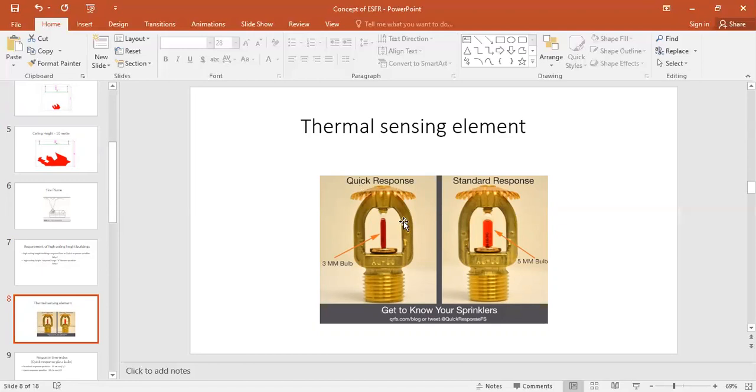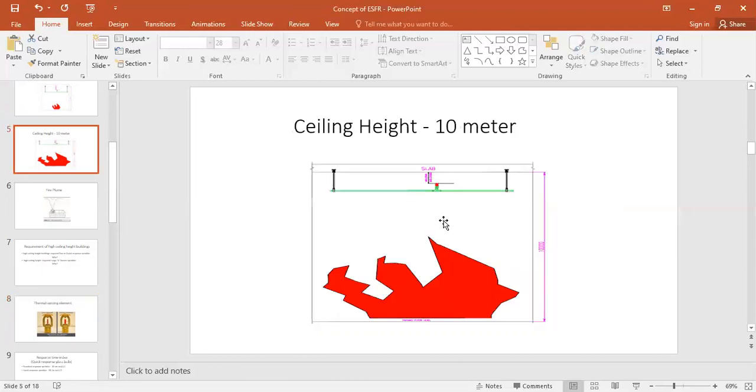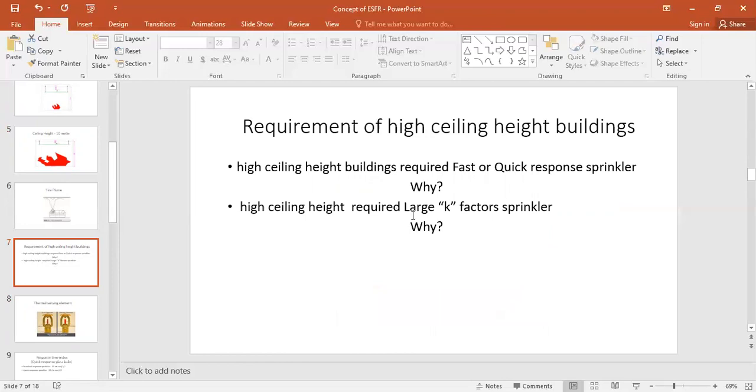So this fast or quick response sprinkler will activate sooner than this one. If we use a fast or quick response sprinkler here, we can avoid the late activation issue. We can prevent the delayed activation, and if we avoid delayed activation, we can avoid the fire spreading also. So this is one remedy, one solution. The next one is larger K factors. Why are larger K factors required?